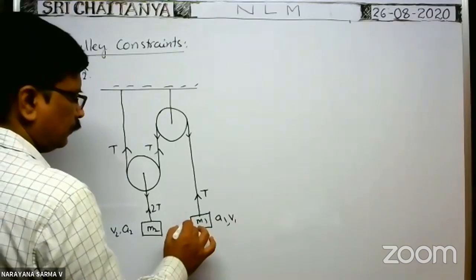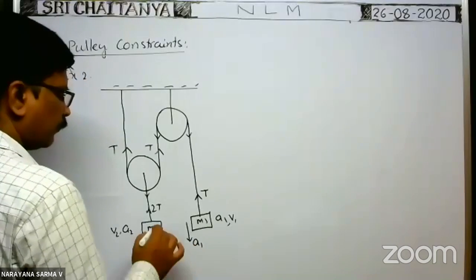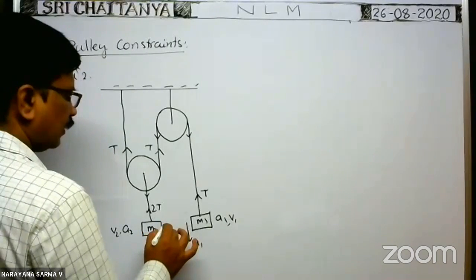So here, suppose this block moves down with an acceleration A1, and this block moves upwards with an acceleration A2, say.